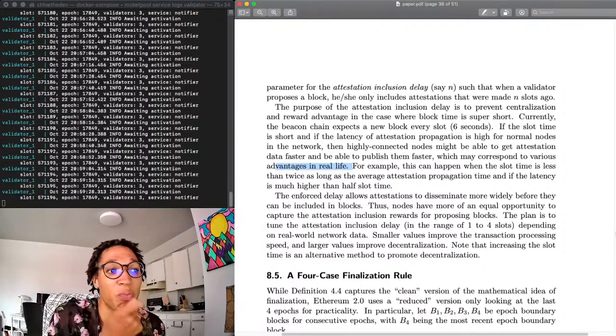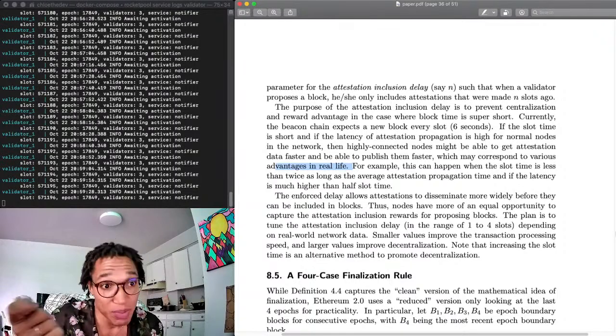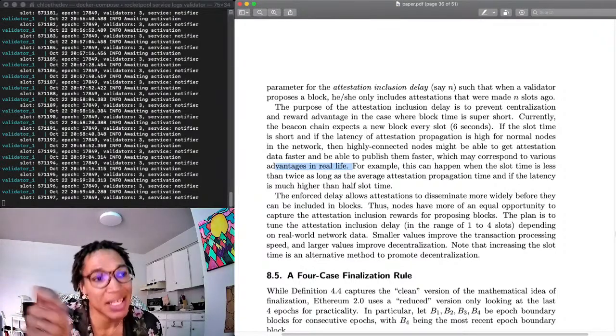So with block times being only 6 seconds, it doesn't give much time. If you start halfway through, it only gives you 3 seconds to really get your attestation in for the next block. Whereas now there's 12 seconds, it gives you more time.